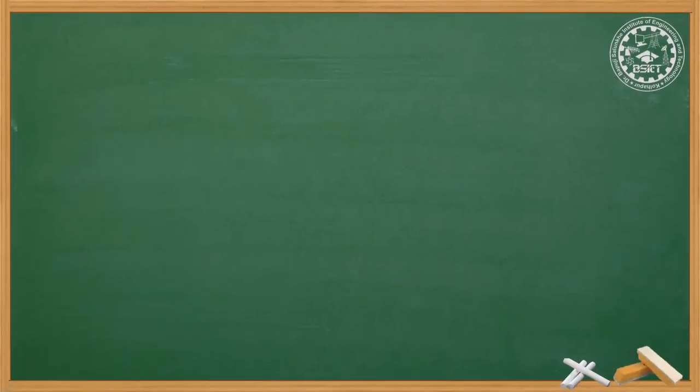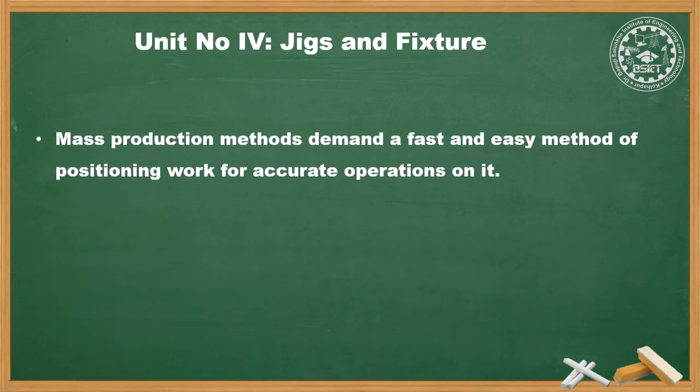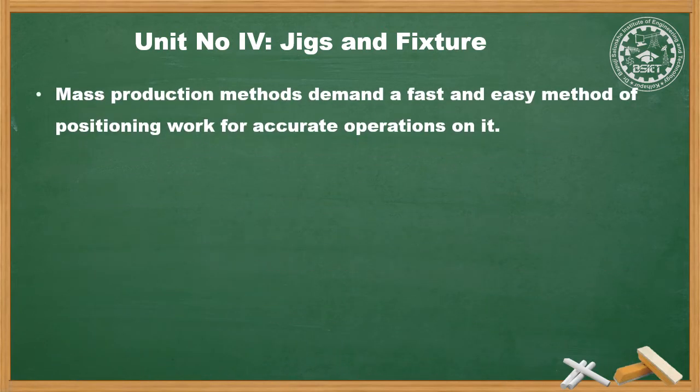Now, starting with unit number 4, jigs and fixture. Coming to the introduction, new machine tools, high performance cutting tools, and modern manufacturing processes enable today's industries to make parts faster and better than ever before. Mass production methods demand a fast and easy method of positioning work for accurate operations on it.